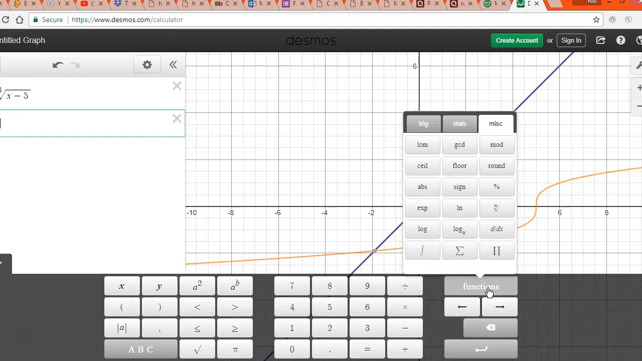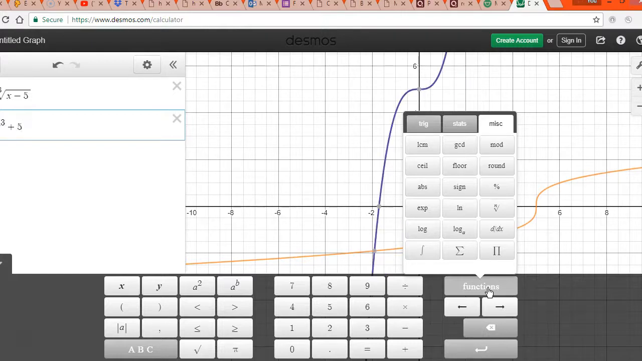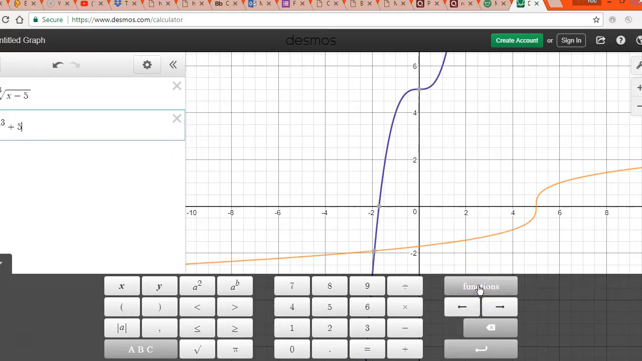Oh, maybe I can use this caret symbol. X to the third. Yeah, so I used the little, right above the 6 on a keyboard is the caret, and that is going to be how we raise things to different powers here. Okay, plus 5. Let me get rid of this.